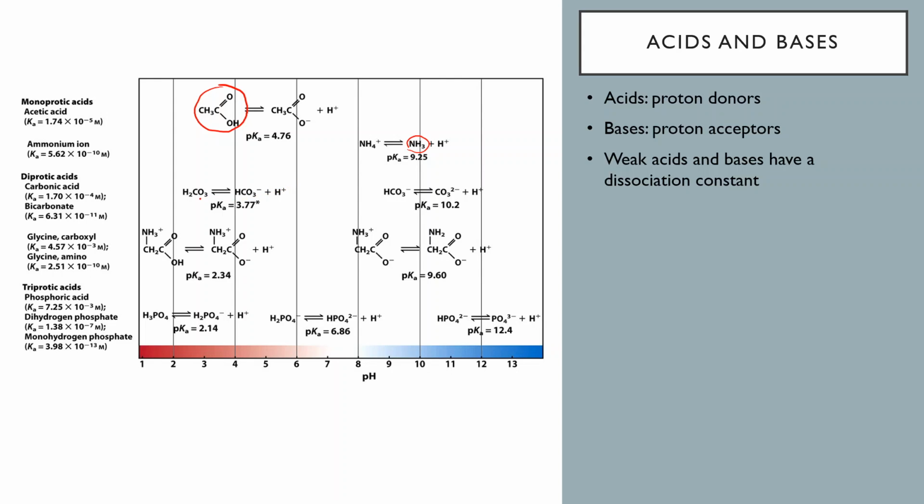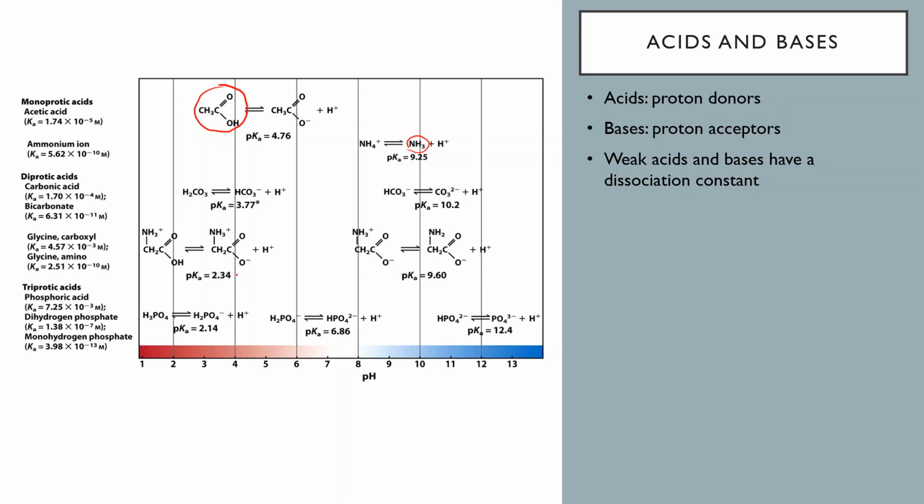So for example, carbonic acid has two protons that it can give up, so it can dissociate into HCO3 minus, which is called bicarbonate, and then bicarbonate can dissociate into just the carbonate ion, CO3 2 minus, and each of those has its own pKa. So the first one has a relatively low pKa, and the second one is relatively high. So the first one to come off makes it a stronger acid.